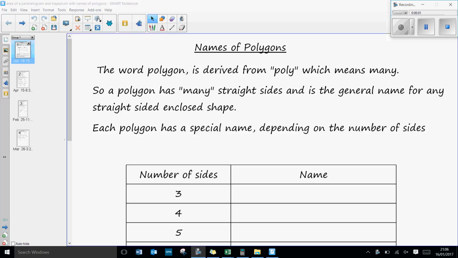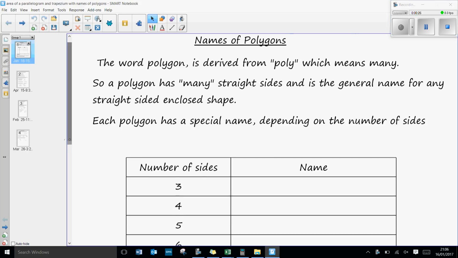Just to recap, you would have learned this in year 7, but I just want to go through this with you again. The word polygon is derived from the word or part of the word poly, and that means many. So a polygon has many straight sides. It's the general name for any straight-sided enclosed shape. So that's the big umbrella name, a polygon. But each polygon has a special name depending on the number of its sides.